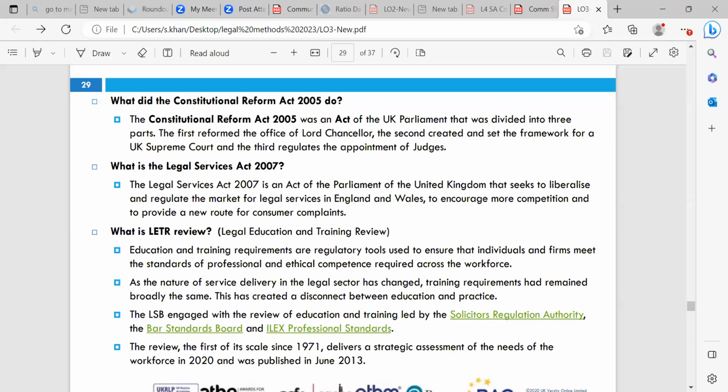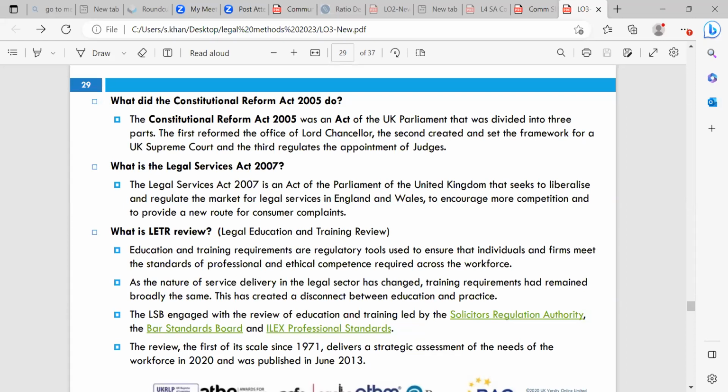What is the Legal Services Act 2007? The Legal Services Act 2007 is an Act of Parliament of the UK that seeks to liberalise and regulate the market for legal services in England and Wales, and to encourage more competition and to provide a new route for consumer complaints. And what is the Legal Education and Training Review? It sets education and training requirements, regulatory tools to ensure that individuals and firms meet the standards of professional and ethical competencies required across the workforce.